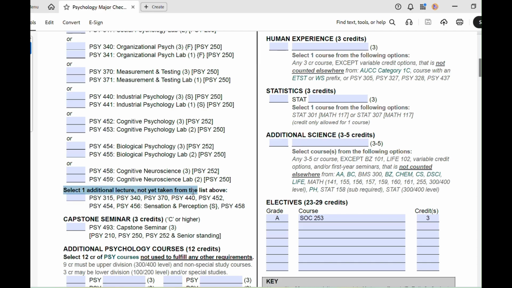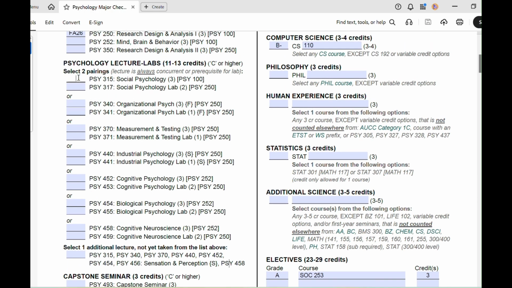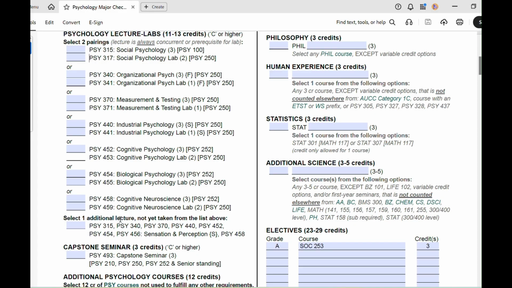Select 1 additional lecture not yet taken from the list above. So after you complete your 2 pairings, you must also complete an additional lecture. Here are the codes of the courses listed above. You need to take 1 last lecture without the lab. So, for example, Cam the Ram hopes to do Social Psychology Lecture Lab, Cognitive Psychology Lecture Lab, and for their additional lecture, they want to take Cognitive Neuroscience Psych 458.